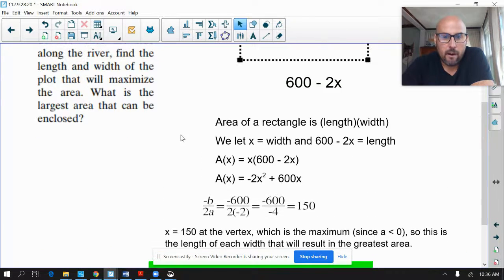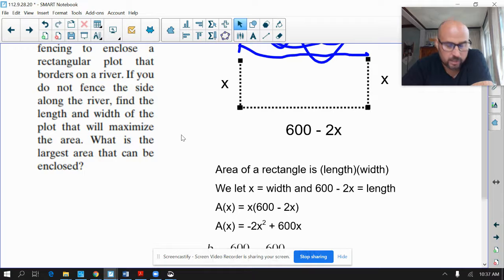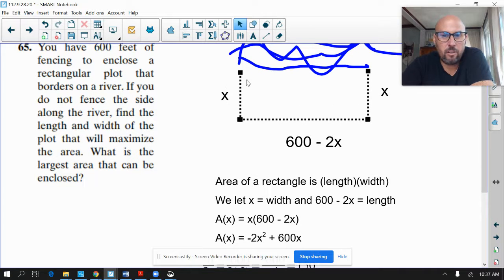And the maximum area, excuse me. First of all, you could just type in 150 here. Since we know x is 150, I could type in 150 here. 2 times 150 is 300. 600 minus 300 is 300. So I could just realize that this is 150 and this is 300, and then multiply both of those things and get my final area, 45,000.